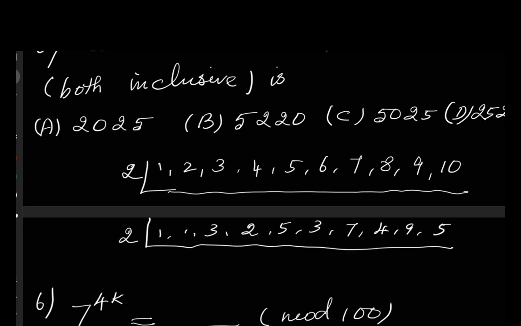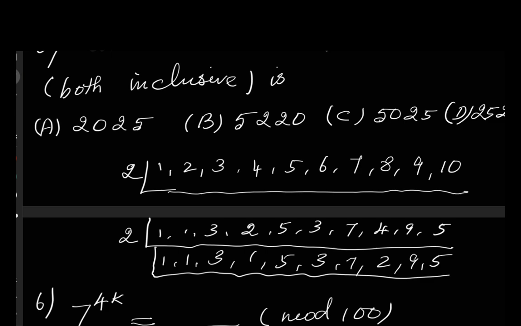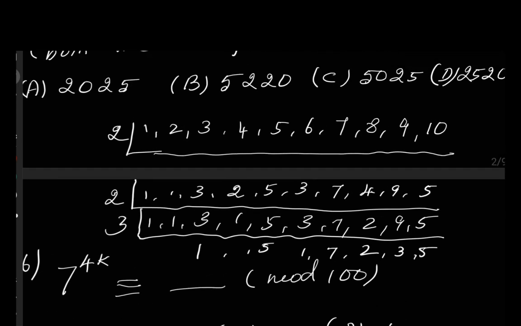2. 1, 1, 3, 1, 5, 3, 7. 2 2s are 4, 9, 5. Then you try for 3. So 3, it goes here 1 time. Here just 5 as it is, it comes here 1 time. 7. Then 2. Here 3 3s are 9, 5. So likewise, if you divide this, you will get the factors as again one more 2 you are getting.